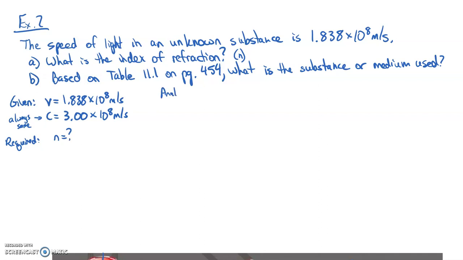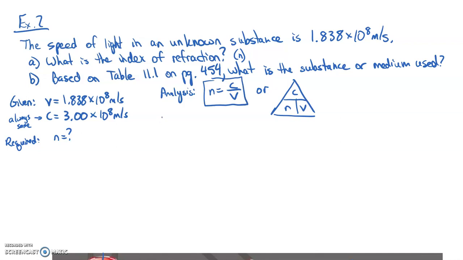Well, the next thing I want to do is do a little analysis. And in the analysis, I want to identify what equation I'm going to use. Now, you might remember that it's n equals c over v. Or you might remember the fact that it is this triangle. Either one is fine. N, C, V, and you get the equation from that. But regardless, you end up in this equation in this case because we want to solve for n.